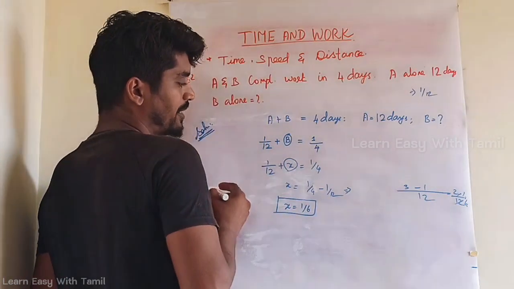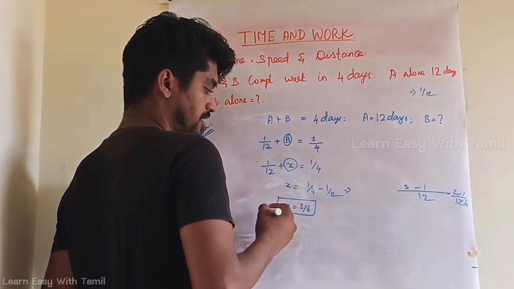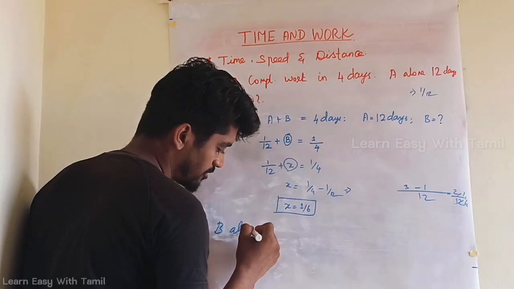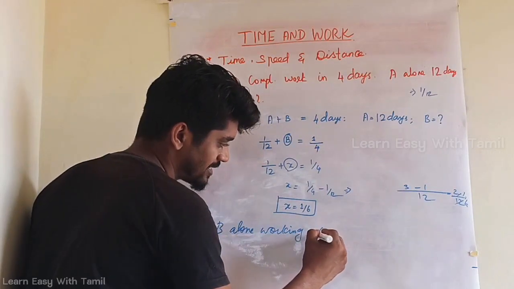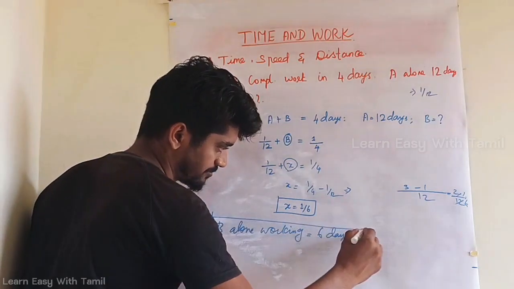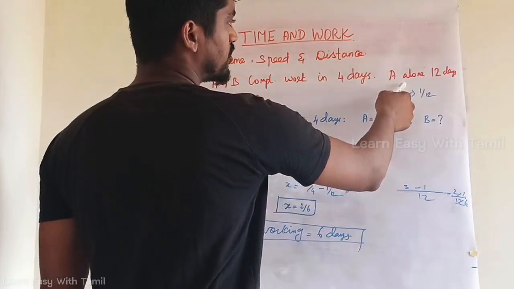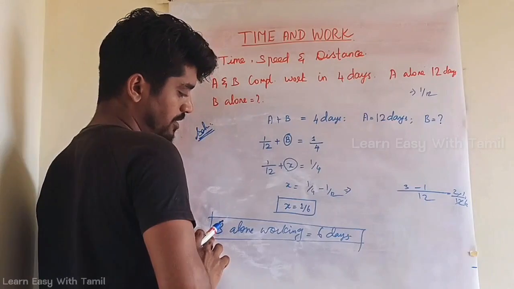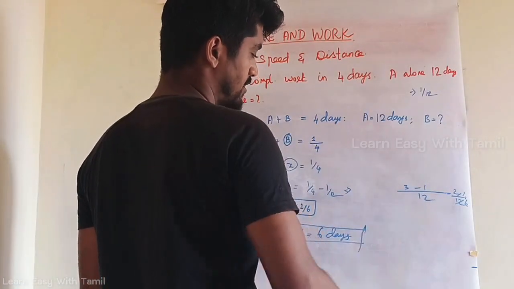So B's work per day is 1 by 6. So B working alone takes 6 days to complete the work. A working alone completes the work in 12 days. Like that, when B is working alone, the work is completed in 6 days.